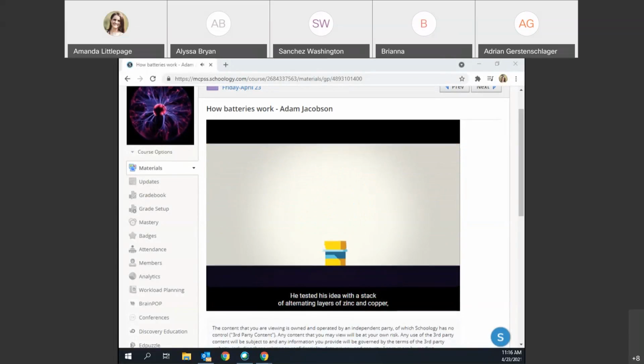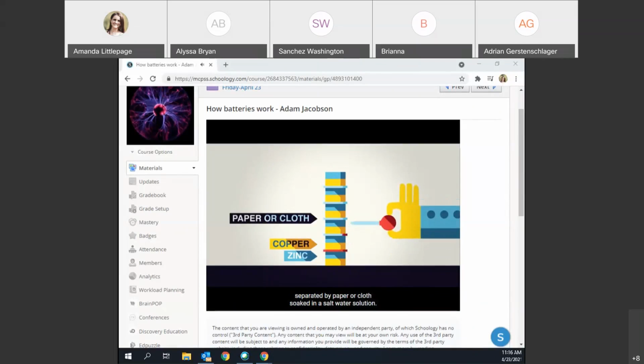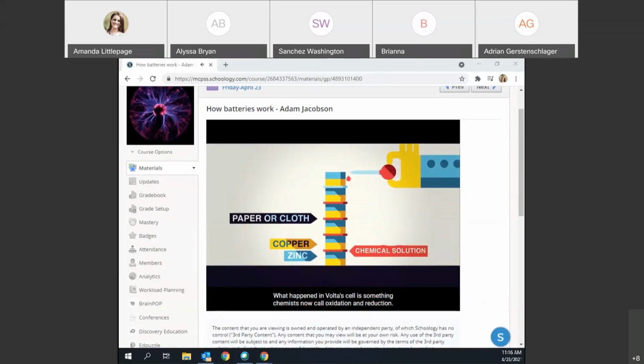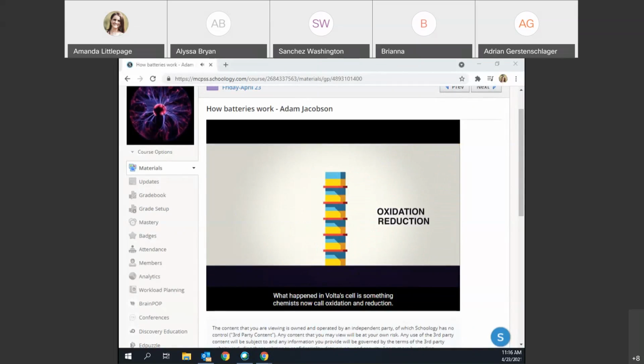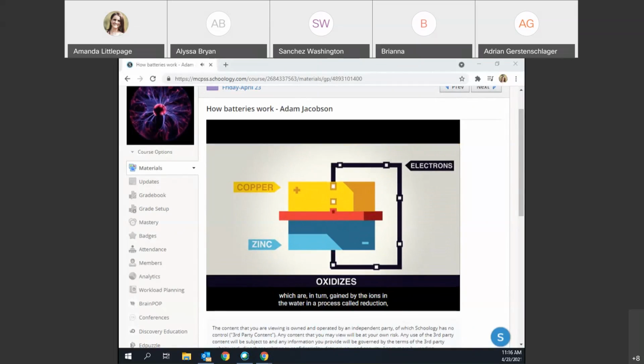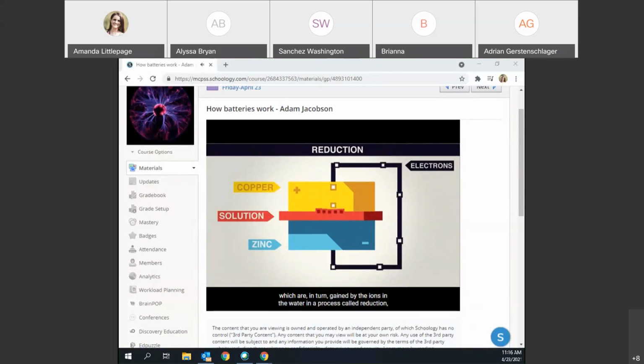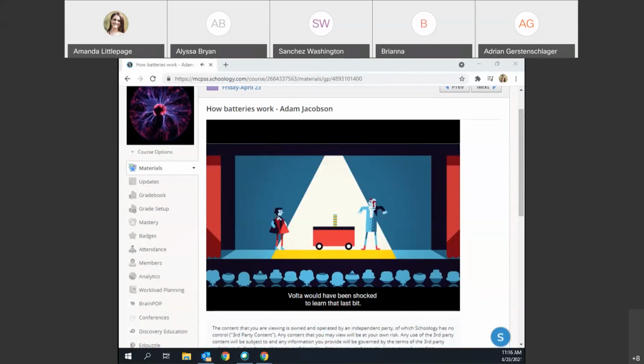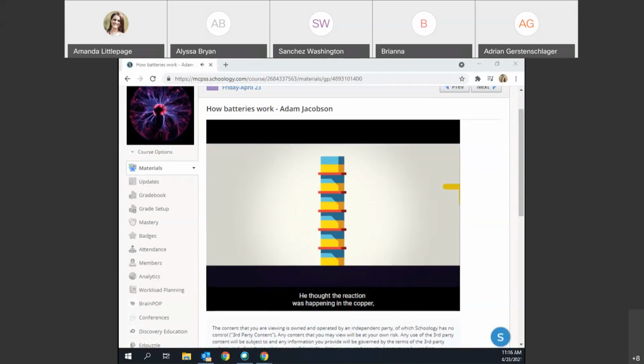He tested his idea with a stack of alternating layers of zinc and copper, separated by paper or cloth soaked in a saltwater solution. What happened in Volta's cell is something chemists now call oxidation and reduction. The zinc oxidizes, which means it loses electrons, which are in turn gained by the ions in the water in a process called reduction, producing hydrogen gas. Volta would have been shocked to learn that last bit. He thought the reaction was happening in the copper, rather than the solution.